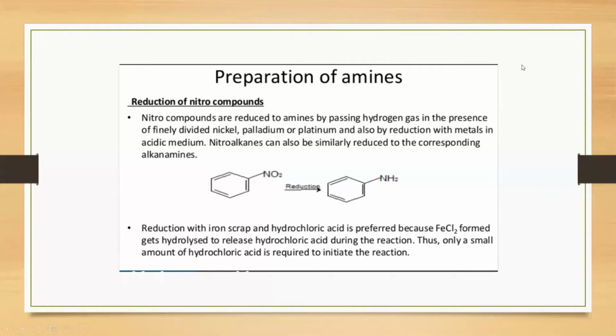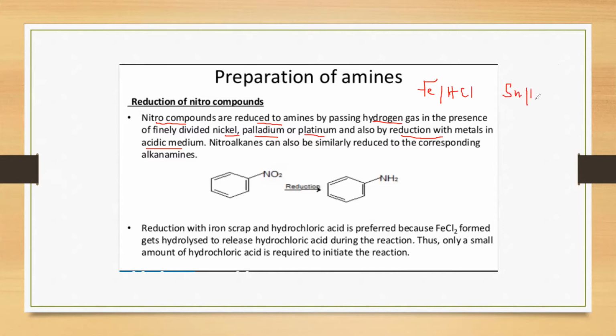So, speaking about preparation of amines, the very first method, strictly according to the NCERT syllabus, given in the NCERT textbook, is reduction of nitro compounds. Nitro compounds are reduced to amines by passing hydrogen gas in the presence of finely divided nickel, palladium, or platinum, or also by reduction with metals in acidic medium, like you know already Fe and HCl, and then Sn and HCl, any metal in acid medium.